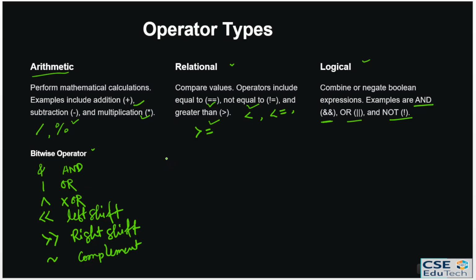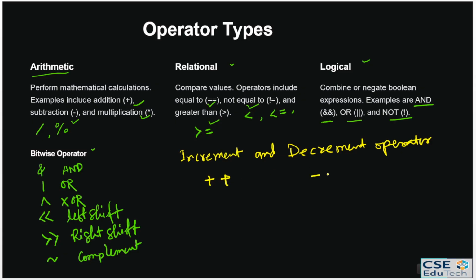Next, the increment and decrement operators. Increment is plus plus and decrement is minus minus. So this is the increment operator, and this is the decrement operator. Both of these operators are unary operators.